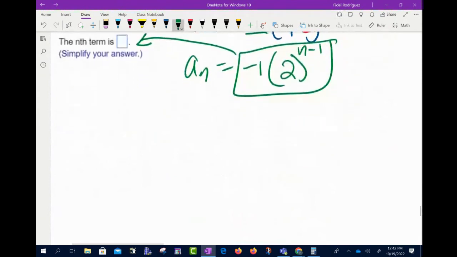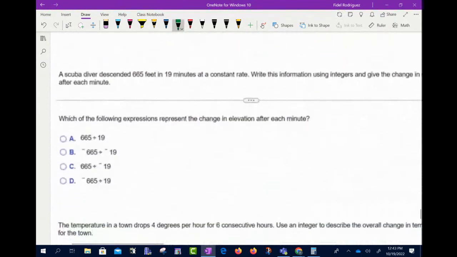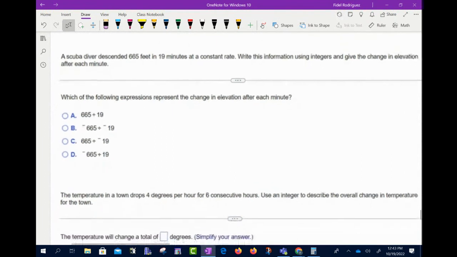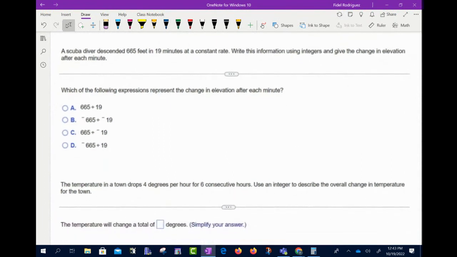I'm going to keep scrolling along here because I think there's a little bit more. Here we go. It says a scuba diver descended 665 feet in 19 minutes at a constant rate. Write this information using integers and give the change in elevation after each minute. If we are descending, does that mean we're going up or down? We're going down, since he's a scuba diver going down into the water. So that 665 is going to be a -665.